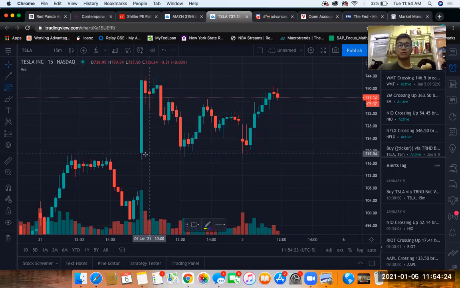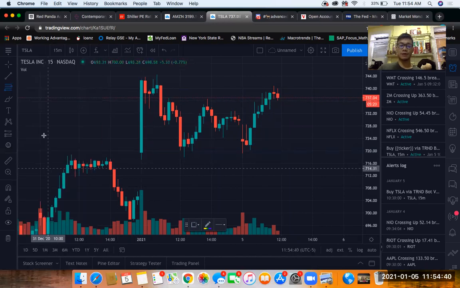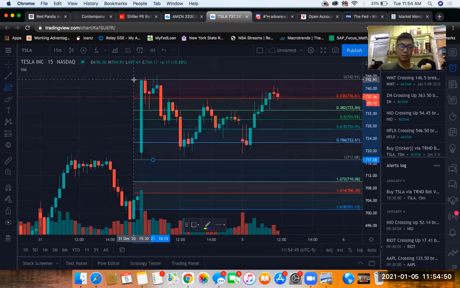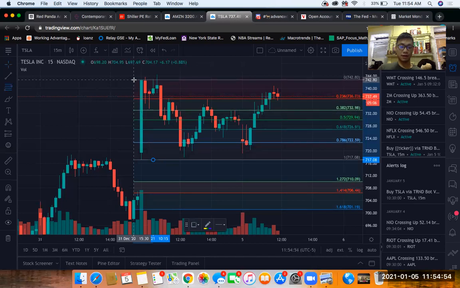So if you miss the move and you want to see where it can retrace to, where it will pull back to, you take the lowest point. Here on TradingView, you click this button and you click Fib retracement, right? Fib retracement stands for Fibonacci retracement. You click that, you select the lowest point, which is approximately right here, and then you select the highest point, which let's say is right here, of this one move.